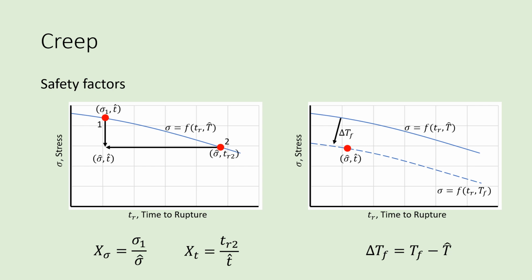Also of interest here is the safety margin in terms of temperature. So we can define the safety margin delta T sub f, which is the difference between your failure curve, which is that solid blue line in the graph on the right, and the failure curve that would correspond to your operating stress and your operating time, sigma hat, little t hat. The difference between the temperature for this dotted failure curve and the operating temperature for the solid line curve is delta T.